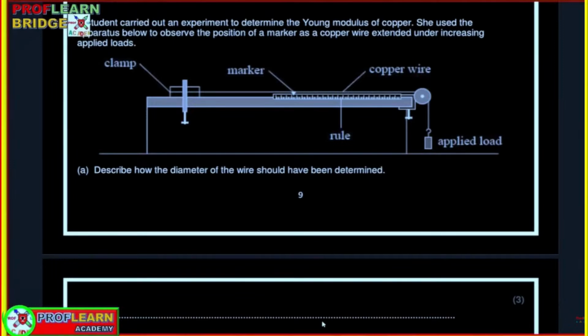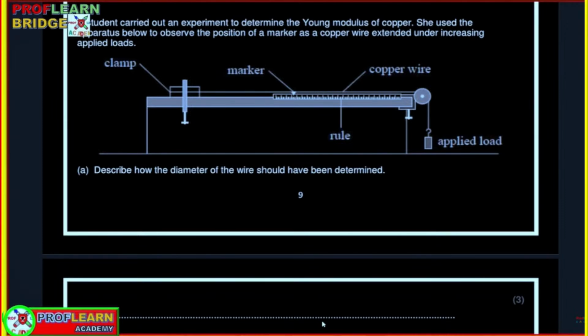A student carries out an experiment to determine the Young's modulus of copper. She uses the apparatus below to observe the position of a marker as a copper wire extends under increasing applied loads. We are supposed to describe how the diameter of the wire will have been determined.